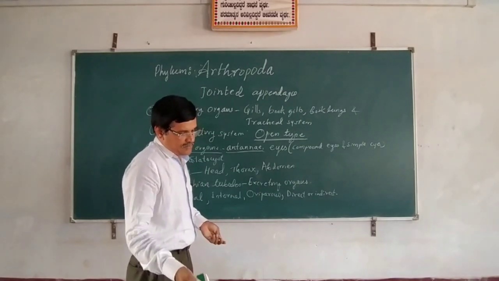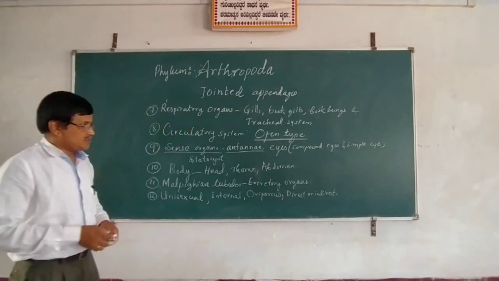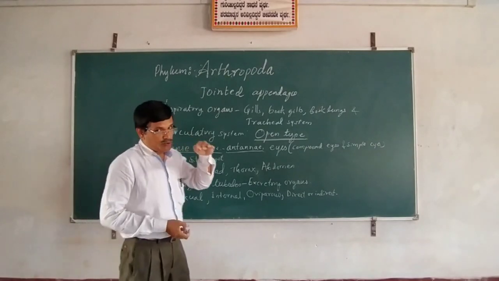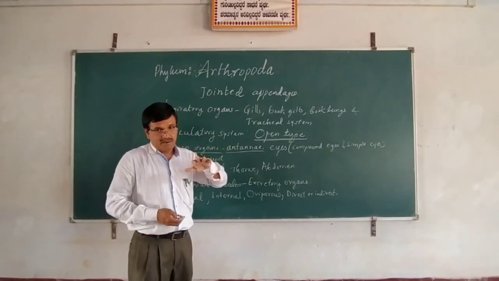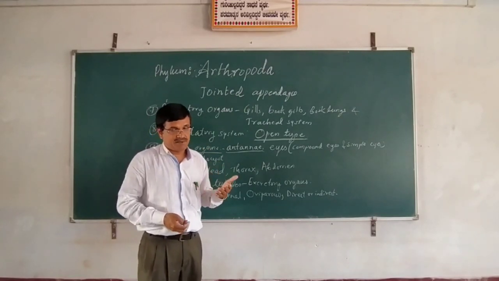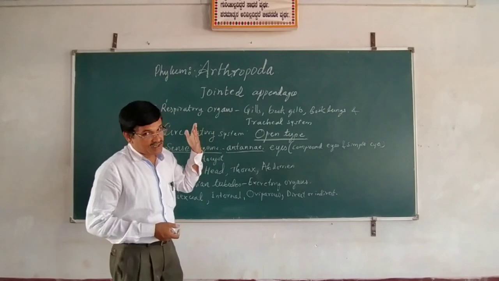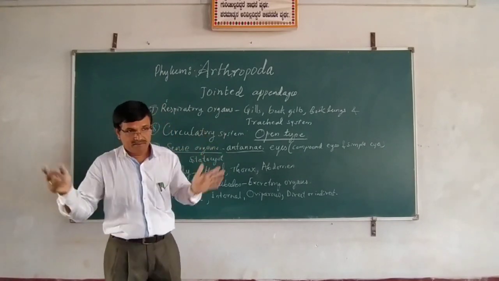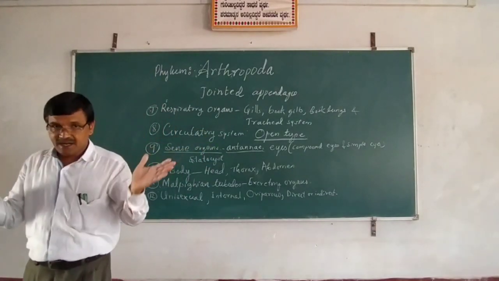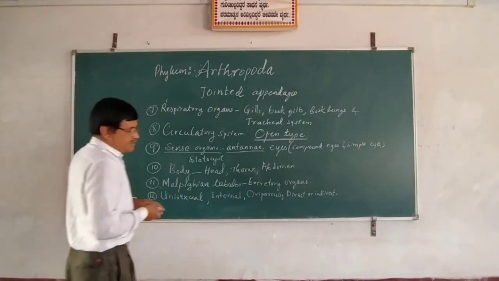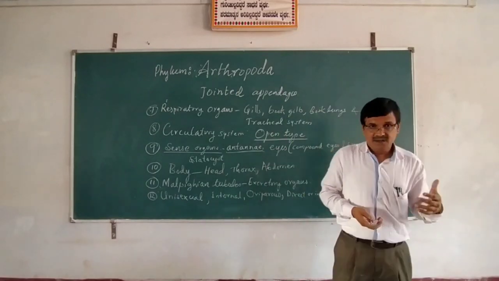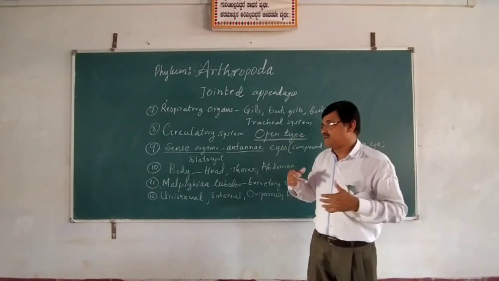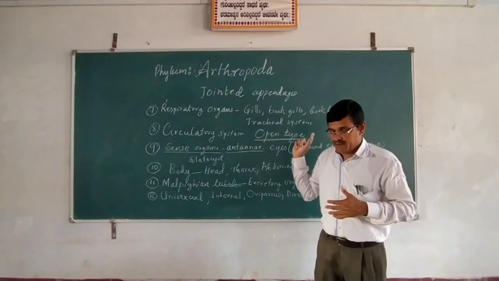Okay. So these are the important characteristic features of phylum Arthropoda. Remember, arthropods are distinct from other animals by the presence of jointed appendages, and it is the biggest phylum in the animal kingdom. This phylum exhibits great diversity, because some are aquatic, some are terrestrial, some act as pests, and some act as parasites. Okay.